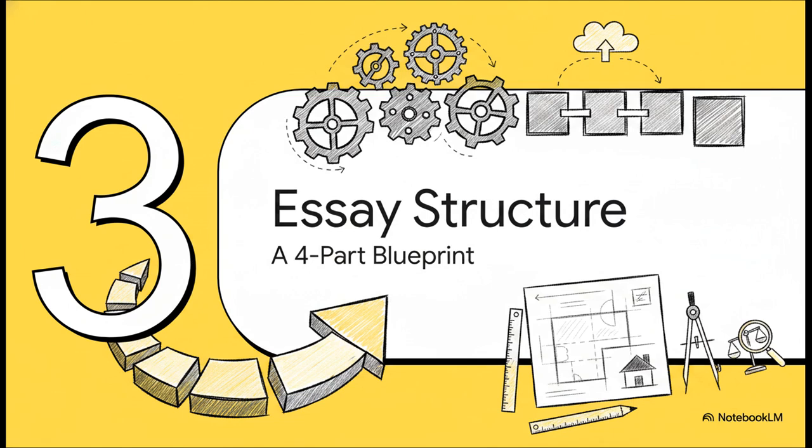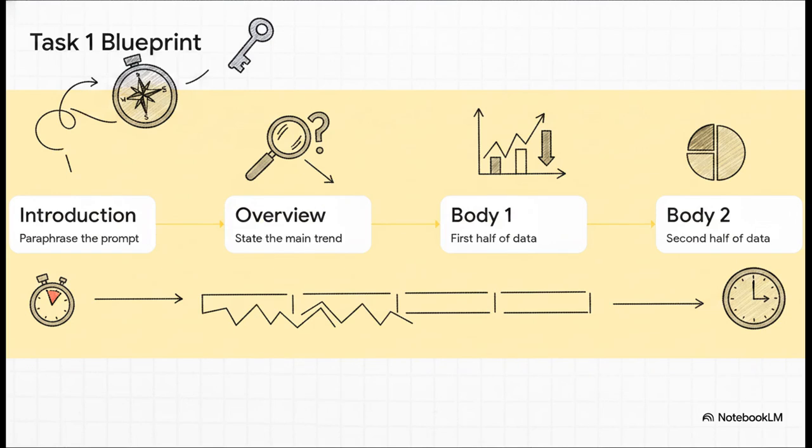All right, zooming out a bit, here's Section 3, the ideal essay structure. Honestly, you can think of this as your test day cheat code. A standard Task 1 essay absolutely must follow the strict 4-step linear progression. First up, an introduction that simply paraphrases the prompt. Second, your overview. Third, body paragraph 1, which details the first half of the data. And fourth, body paragraph 2, detailing the rest.